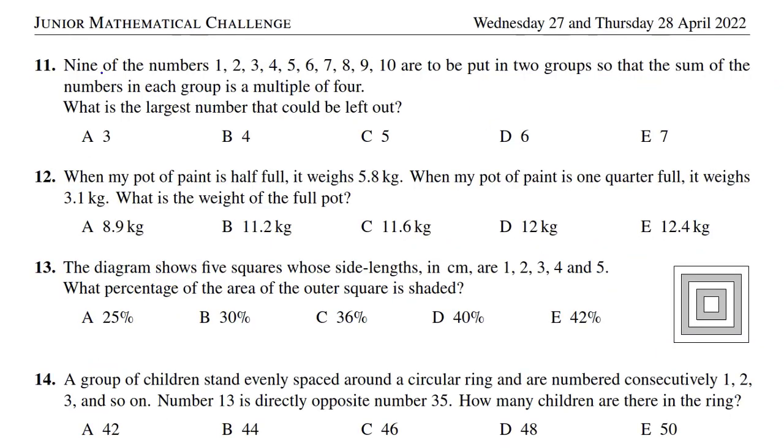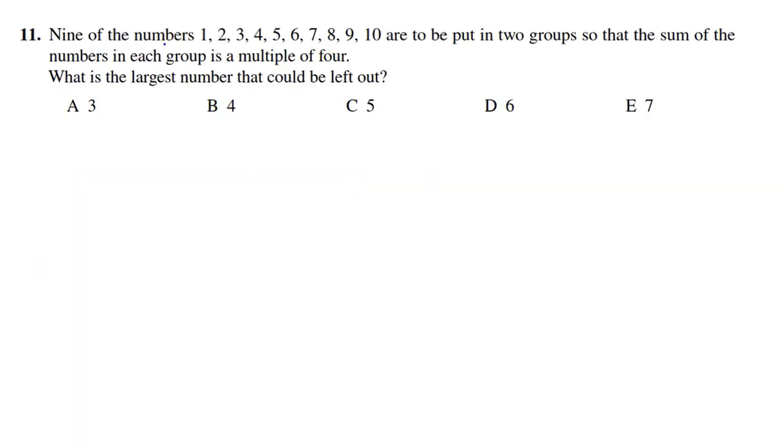Problem number 11. 9 of the numbers 1, 2, 3, 4, 5, 6, 7, 8, 9, then we have 10 numbers, so 9 of them are to be put in two groups so that the sum of the numbers in each group is a multiple of 4. What is the largest number that could be left out?